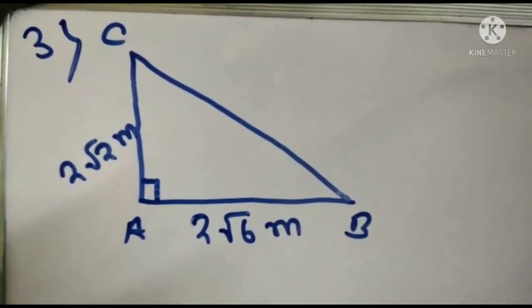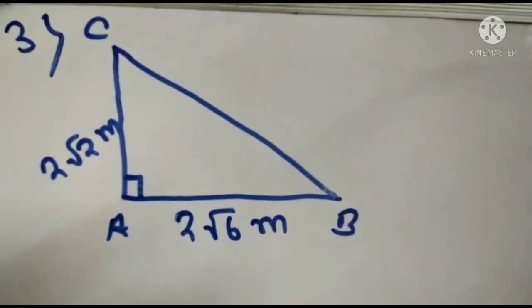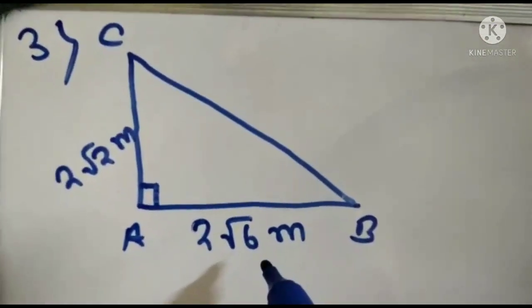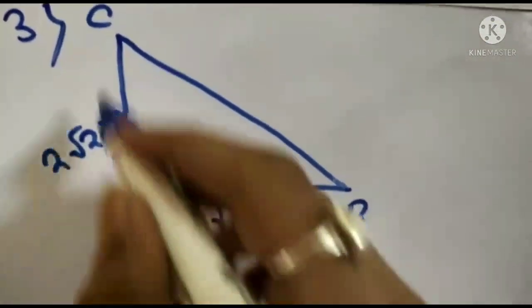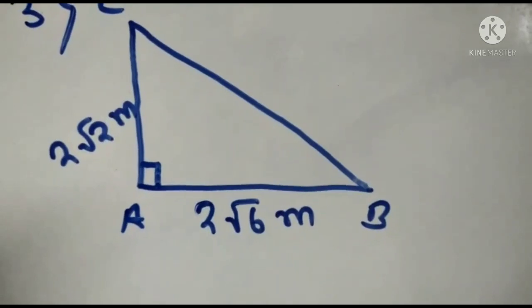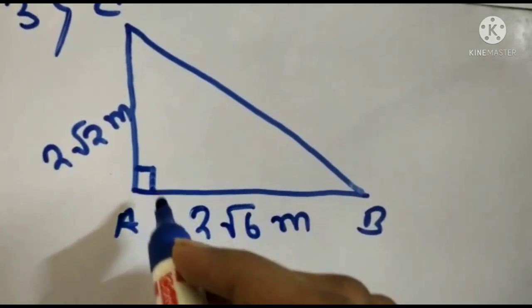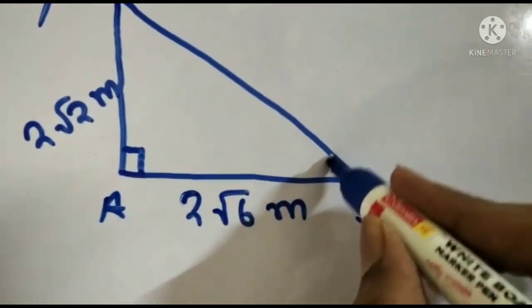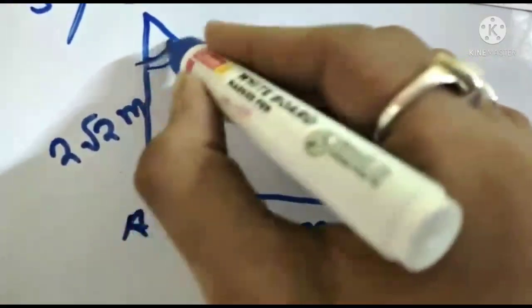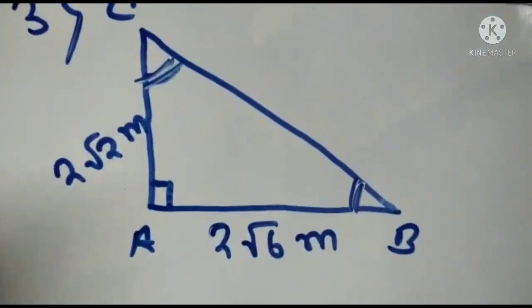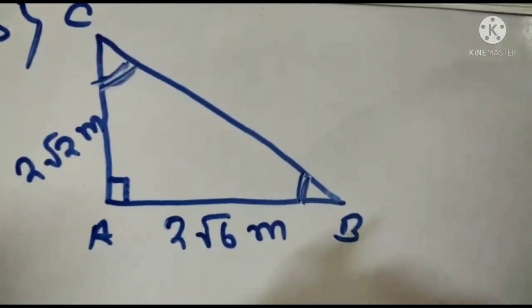Okay, so you can see that I have drawn the figure on the board also. I have mentioned that AB is equal to 2 root 6 as given in the question, and AC is 2 root 2 meter, and angle A is 90 degree as it is a right angle, and we have to find angle B and angle C. So how to find angle B and angle C? Let's find angle B first.